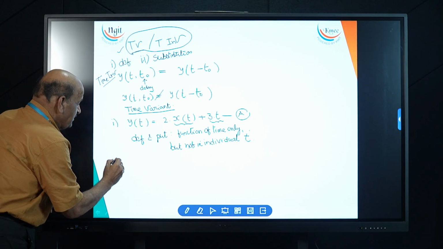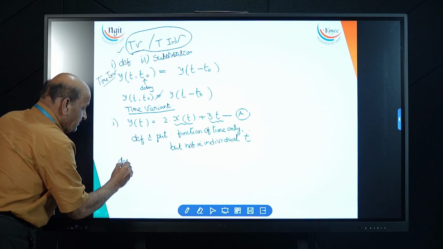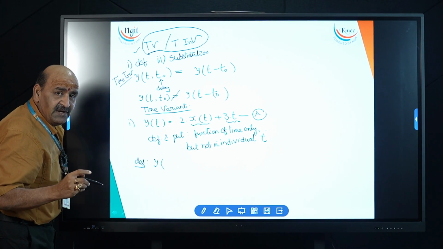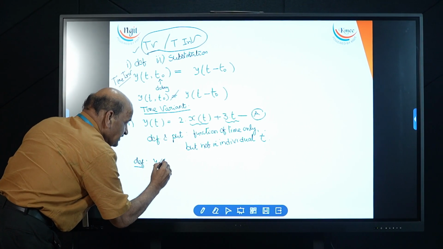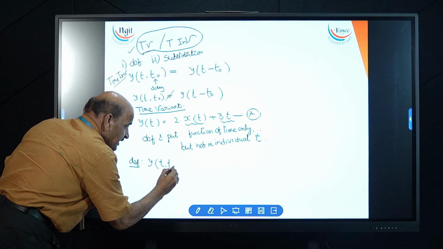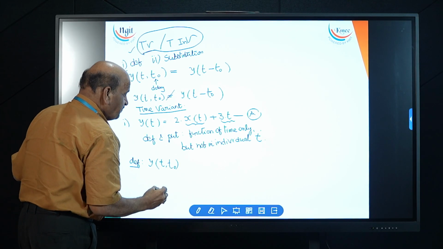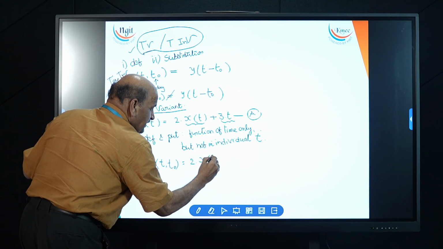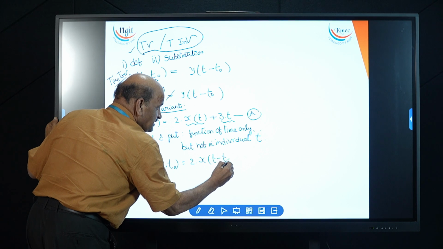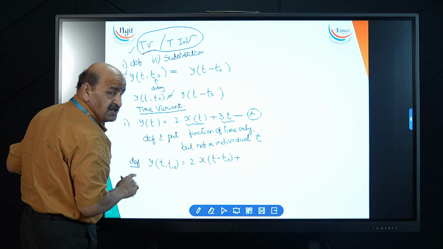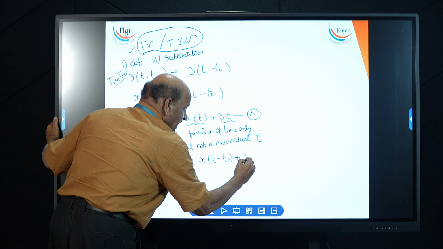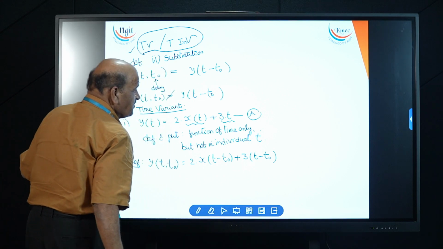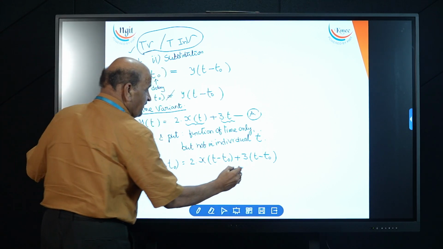Now look at the first one, as per the definition. We introduce a time delay t naught with the existing time t. So y of t, t naught is equal to 2 times x of t minus t naught. This is the definition. In the definition we are applying 3 times t minus t naught. This is equation 1.